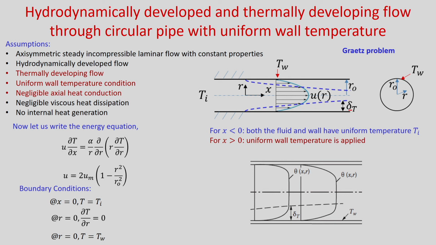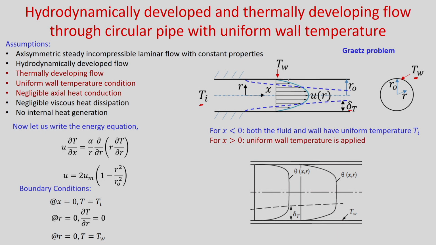This is the thermal boundary layer thickness delta T, and in the developing region we need to find the temperature distribution. The temperature at inlet is Ti, and up to x equal to 0 from the inlet it is adiabatic. So, the wall temperature and fluid temperature will remain at temperature Ti, but from x equal to 0 uniform wall temperature is applied at the wall. So, you can see at the wall Tw is applied. So, there will be formation of thermal boundary layer.